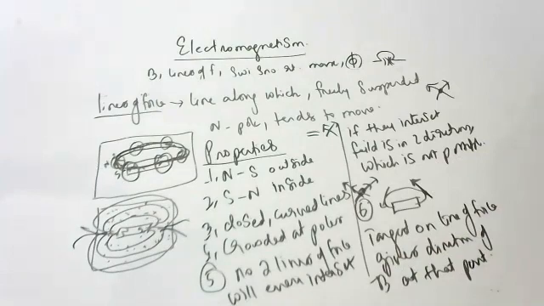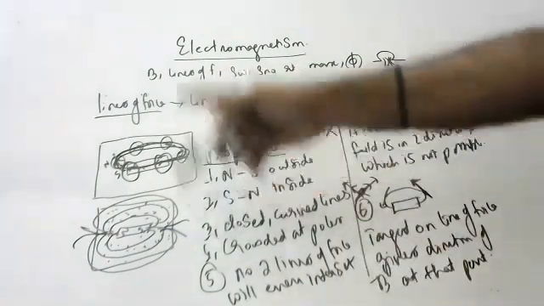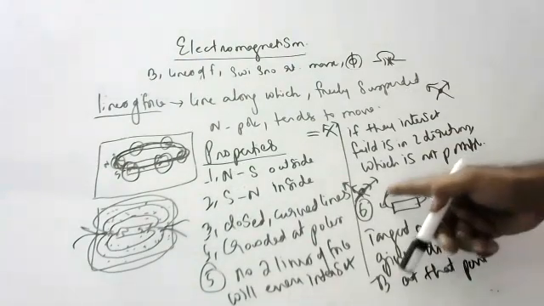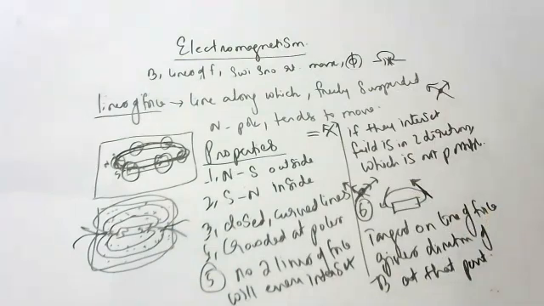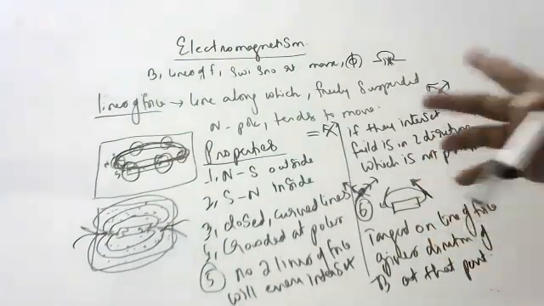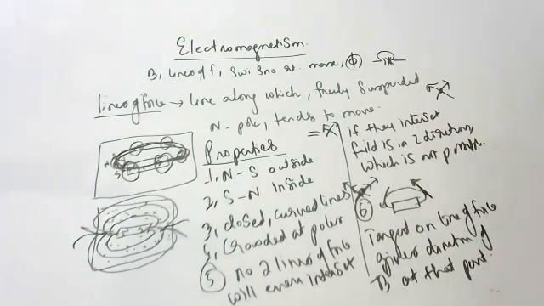So what are the properties, girls? Outside they act from north to south. Inside they act from south to north. They are closed and curved lines. They are crowded at poles. No two lines will ever intersect, because if they intersect, the field is in two directions, which is not possible. And the tangent on the line of force gives the direction of magnetic field.